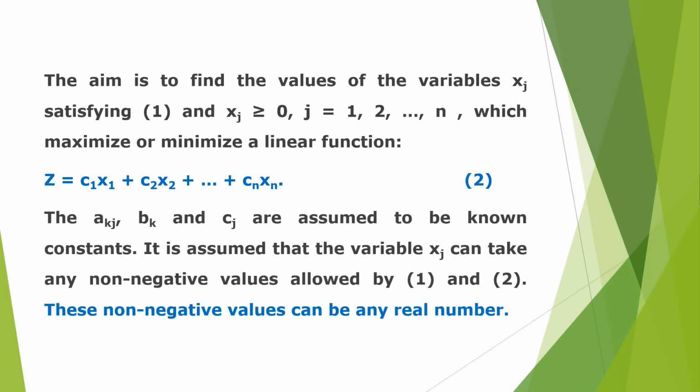The akj, bk and cj are assumed to be known constants. And that is why, from the very first lecture, we are saying that we are dealing with a deterministic situation. Deterministic means known and constant. It is assumed that the variable xj can take any non-negative values allowed by 1 and 2. That means a solved set of inequalities given in 1 should optimize the objective function given in 2. These non-negative values can be any real number.